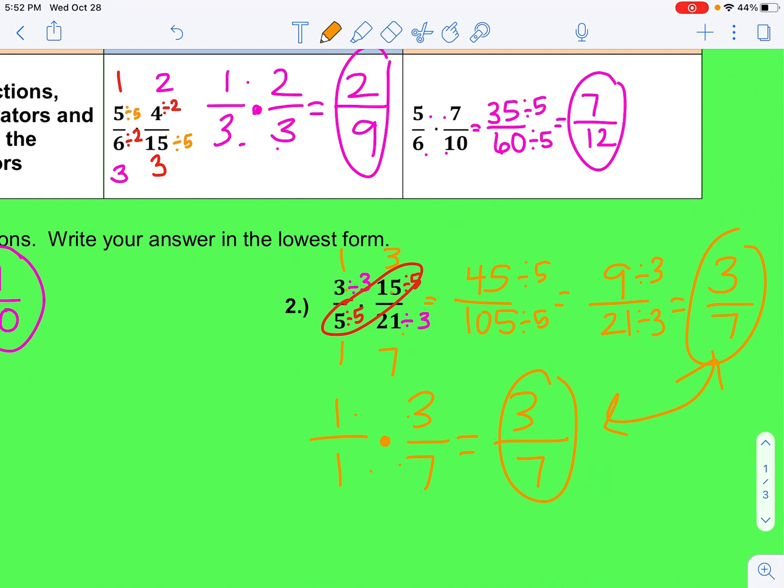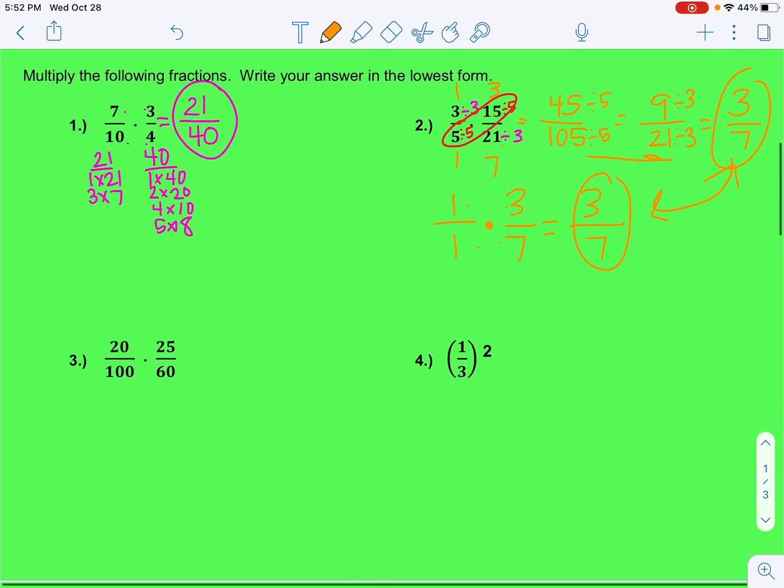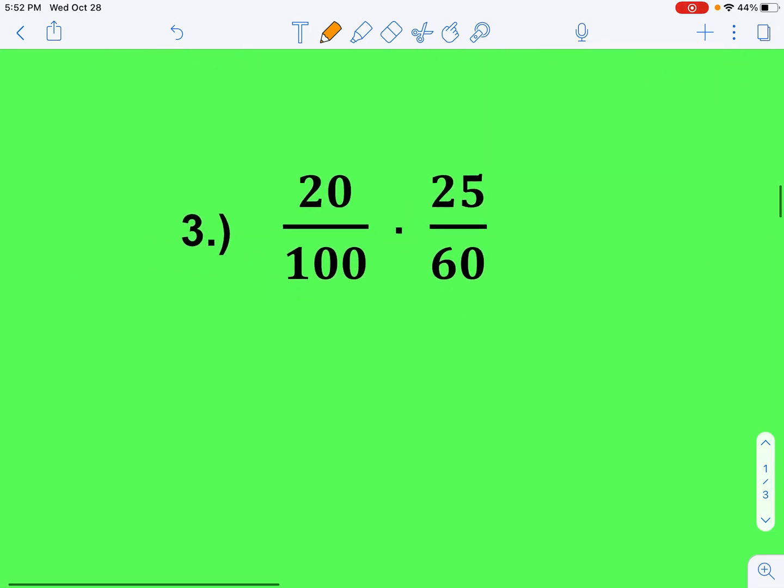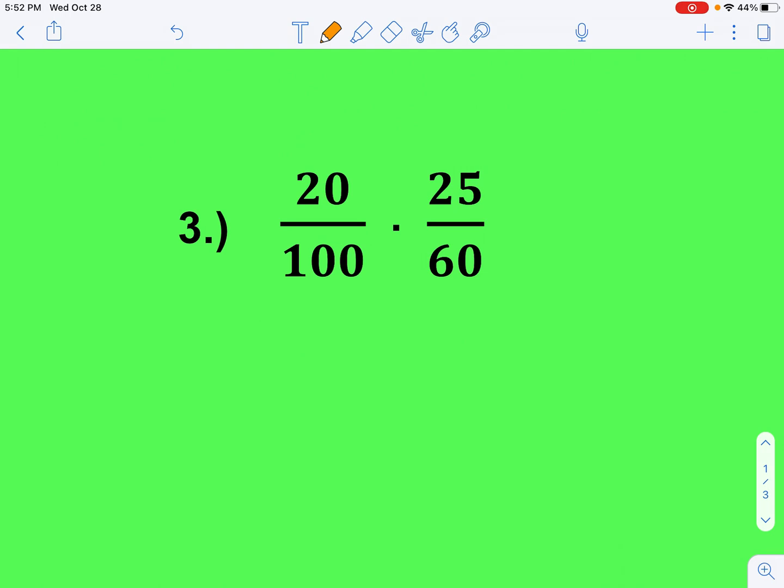We did. Which one was easier, simplifying before or simplifying after? It's totally up to you. Both of them got you the same answer, but this one seemed like it took a little bit more work because we had to divide it twice. Okay, let's move on to the next one.